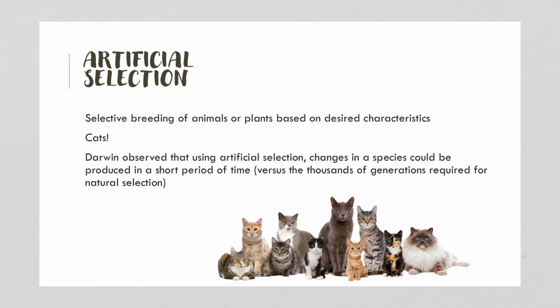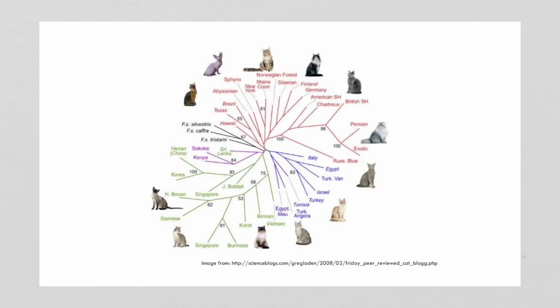So Darwin observed that using artificial selection, changes in a species could be produced in a short period of time versus the thousands of generations that were required for natural selection. And this is an example of the timeline of all the different breeds of cats over time. So you can see they all came originally from a common ancestor, but then they kept branching off and becoming very, very distinct.